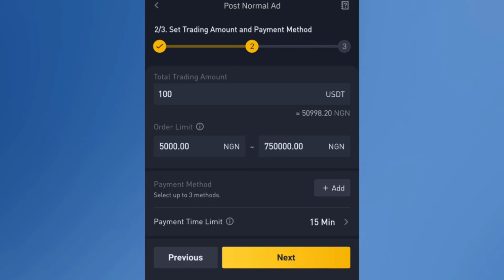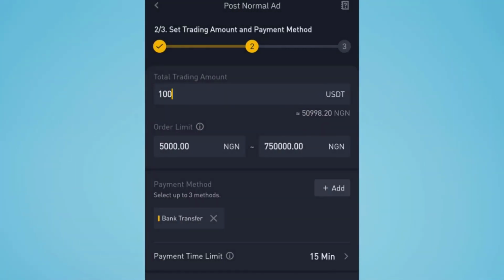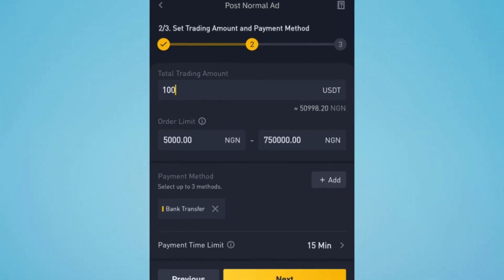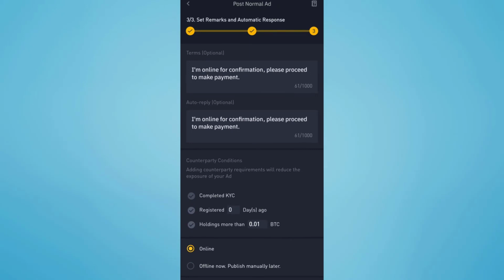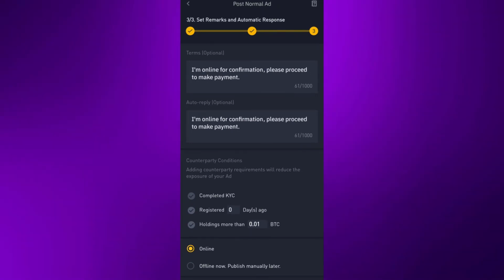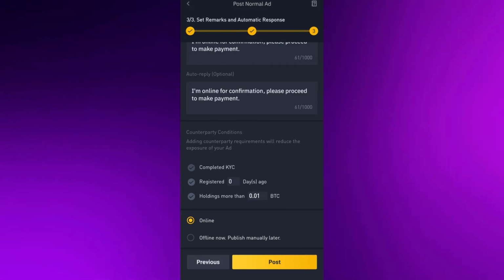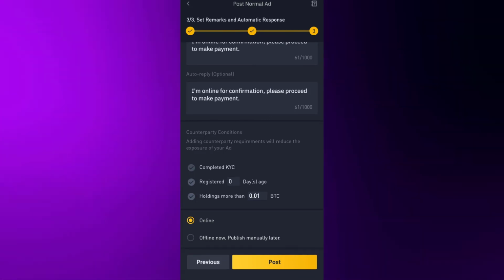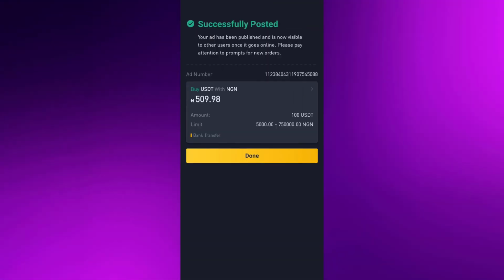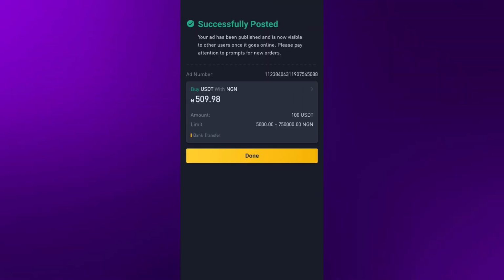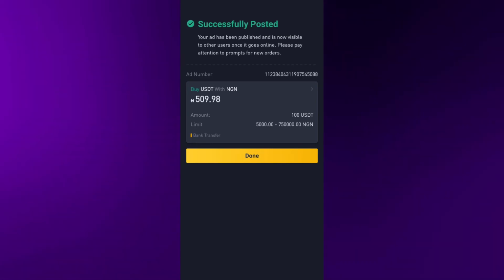And then I add payment method. Okay, so in this case, I'm just going to be collecting bank transfer. Bank transfer is what I need. I do not want any other payment method. And then I click on next, and then we have the same auto reply and terms as well. And then when it comes to counterparty conditions, I can leave it as it is as well, and then I can publish my post. Okay, so once I've done that, you can now see this is my price. My limit is from 5,000 naira all the way to 75,000 naira. So I can click on done.